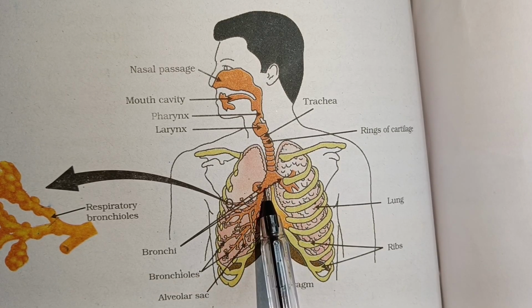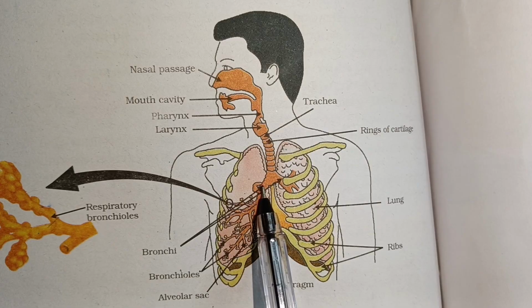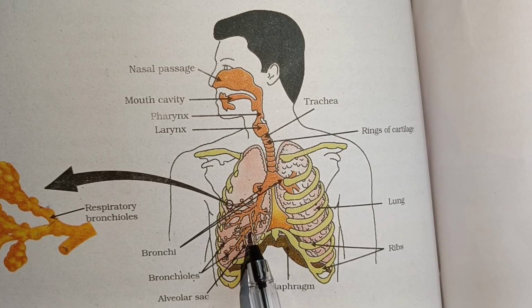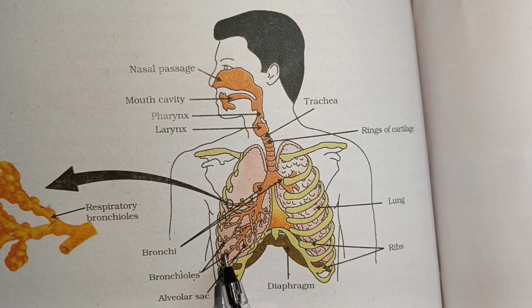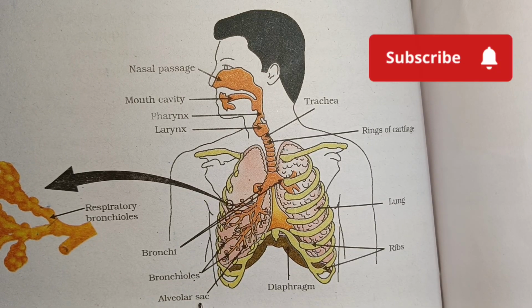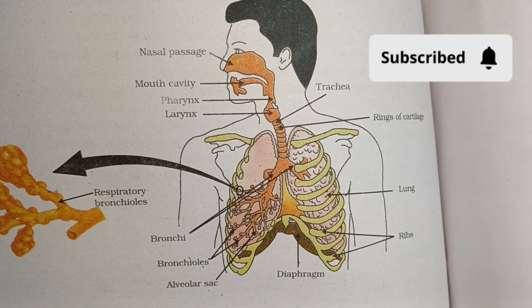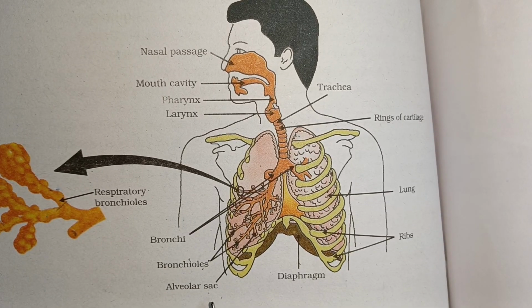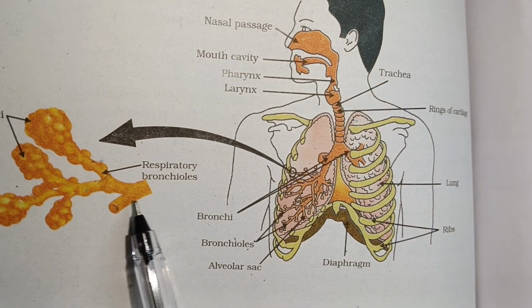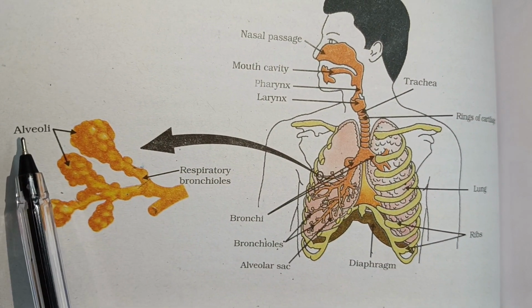So there are two lungs I have given here. The bronchial part is next again divided into bronchioles, which are small branches of the bronchi. On that again we have the alveolar sac. So what is the meaning of alveolar sac? Alveolar sac is where all the alveoli are present. So this is your respiratory branches and on that we have these alveoli.